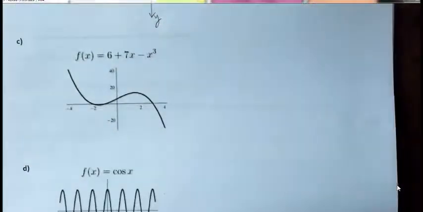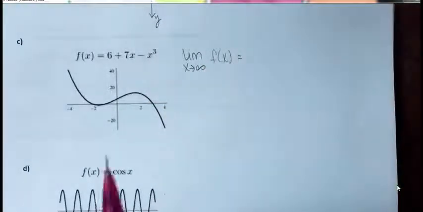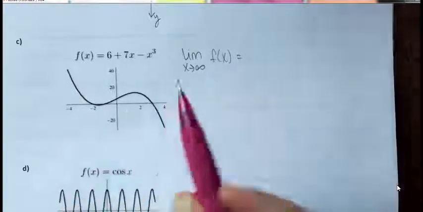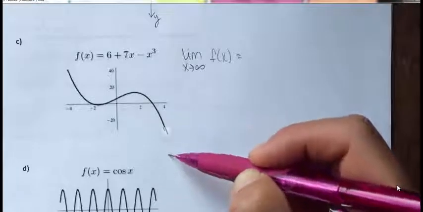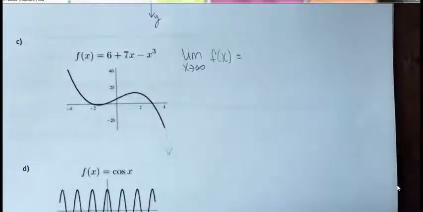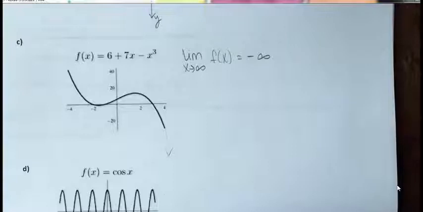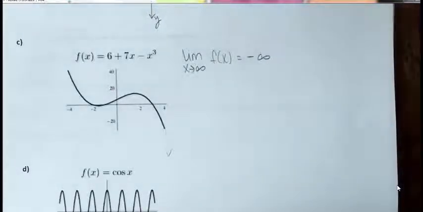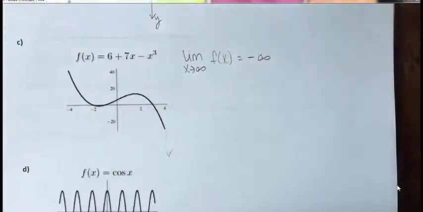Okay, we'll do the same one for C. So the limit as x goes to infinity of f of x. As x gets really, really big, now here's something interesting. Where does the y appear to be going? It appears to just keep getting smaller and smaller and smaller. So this would be an example where you would say that this one equals negative infinity or does not exist. I think in this case it would probably be best to say it just gets really, really small. That's what we're basically saying here.